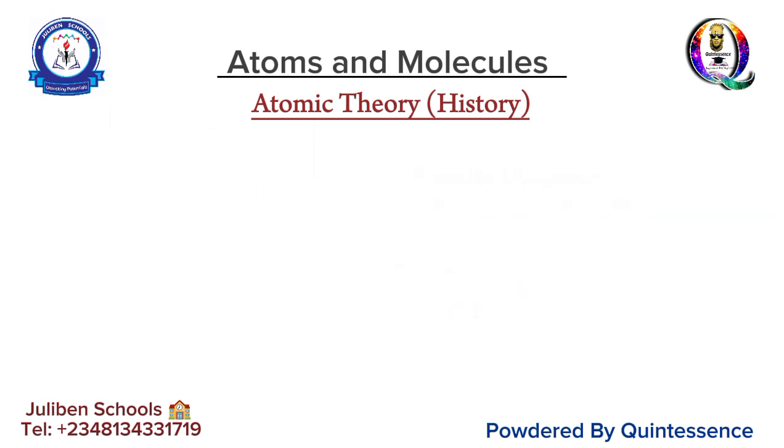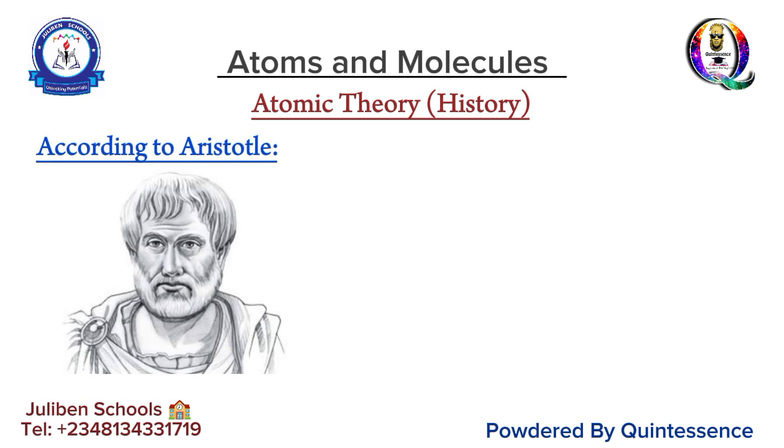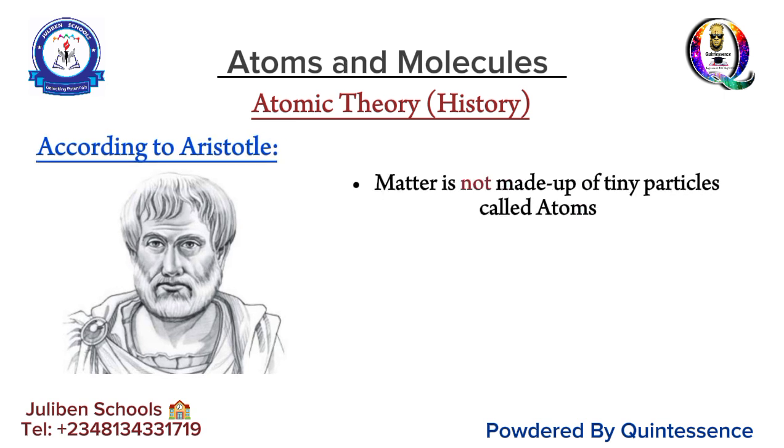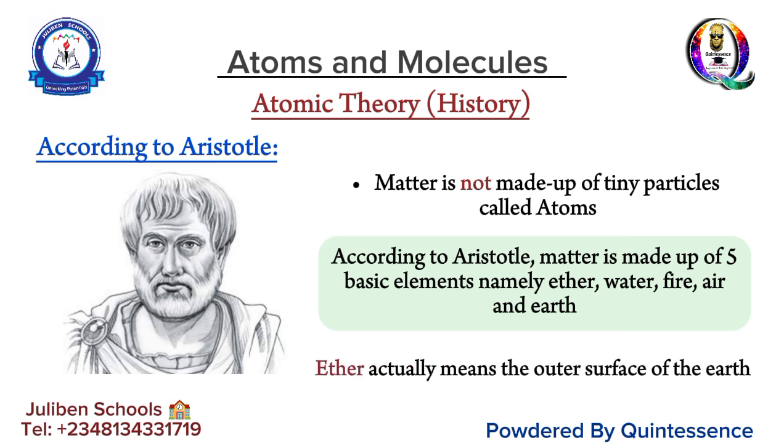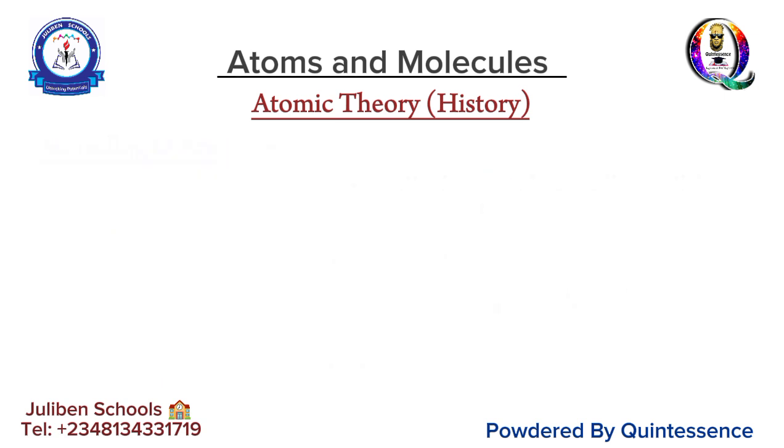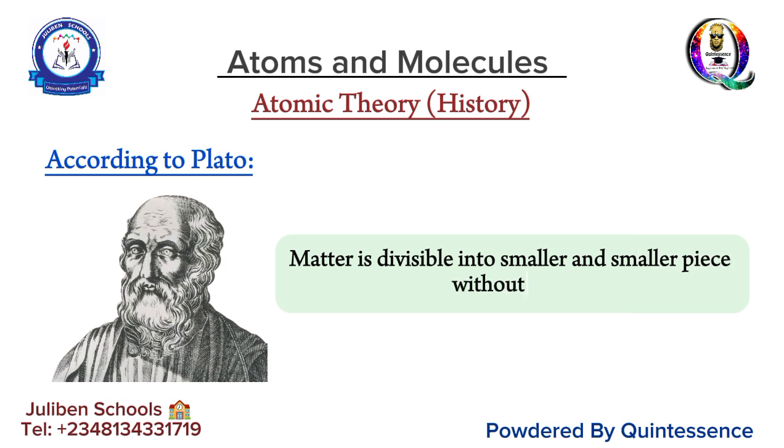Actually, I mean that according to Aristotle, matter is not made up of tiny particles called atoms, just like Democritus said. According to him, matter is made up of 5 basic elements, which he named ether, water, fire, air, and the earth. Although he was very wrong in his definition, this definition of his stood for over 2,000 years based on how eloquent he was and was able to convince a lot of people. Aristotle was very influential in his time. Ether actually is the outer surface of the earth. That's what ether means.